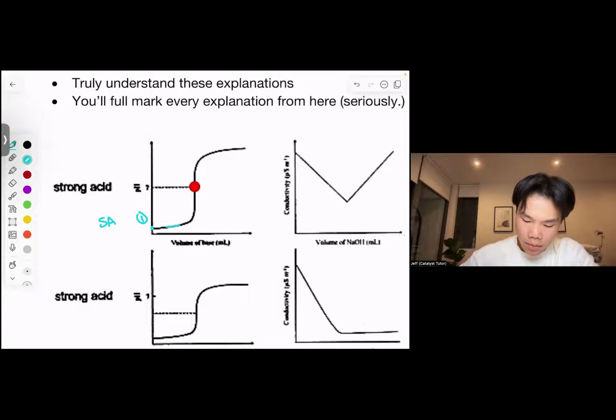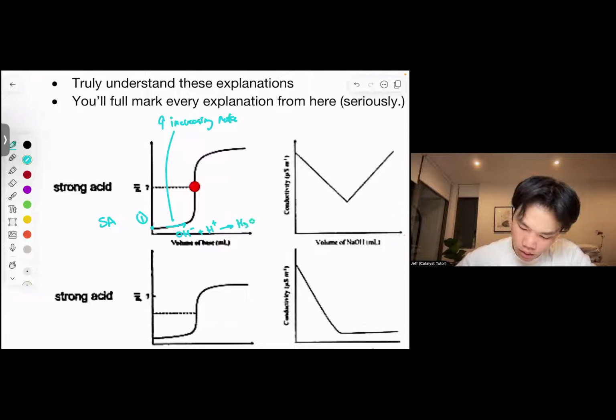As you add base, the pH will start to rise at an increasing rate, because you are starting to neutralize that acid with OH minus. And you would show an equation here to show that neutralization. This is increasing at an increasing rate because it's fighting against the log scale.